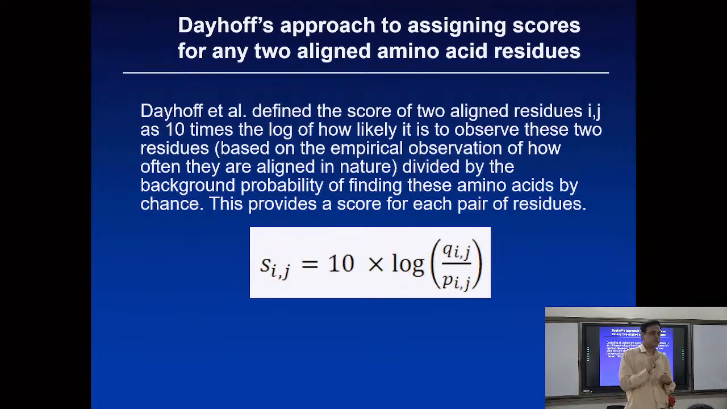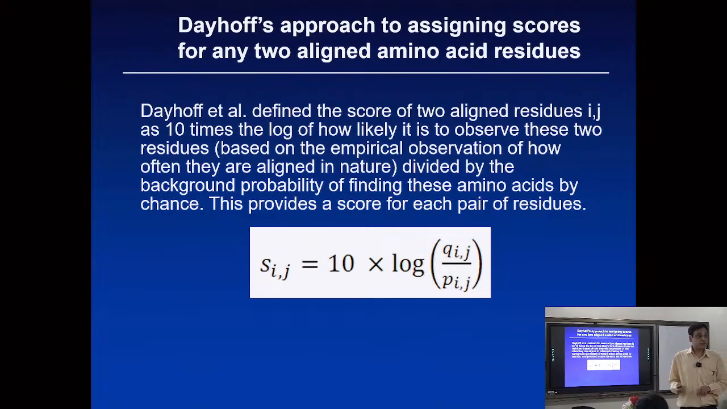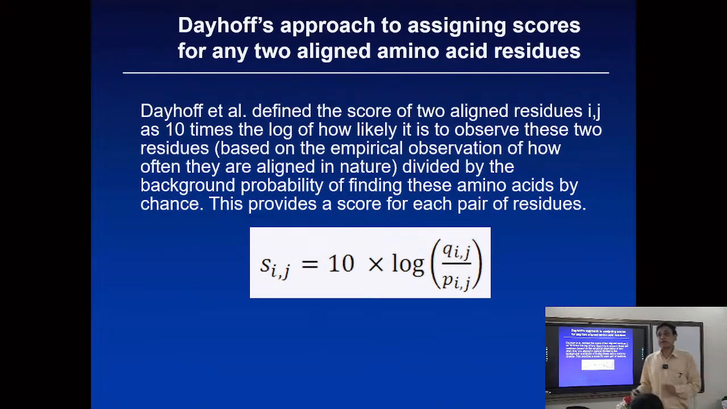For example, you have considered residue I and residue j. You count how many times you observe in the alignment that residue I is aligned to residue j, okay, and divide by the total number of aligned positions. That is the probability that residue I is aligned to residue j by relatedness.